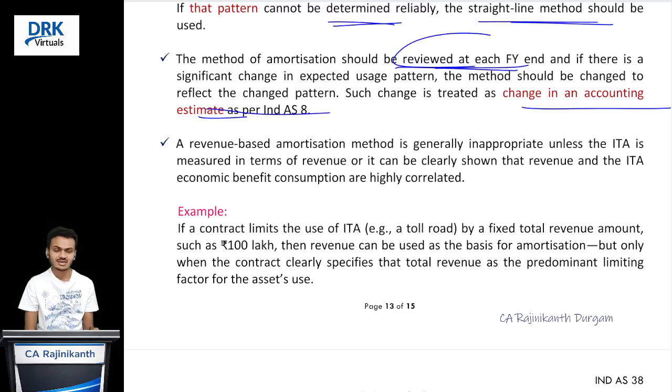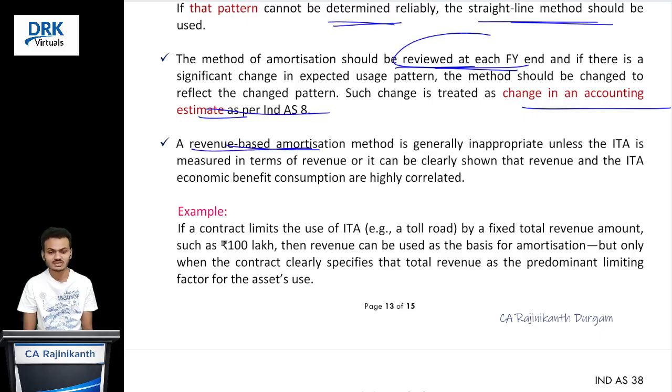I can say that if consumption of economic benefits is uniform, you follow the straight line method. If they decrease over a period of time, follow the written down value method. If they are linked with production units, you charge the amortization on the basis of units of production. Clear with this? And there is one exception. What is that?